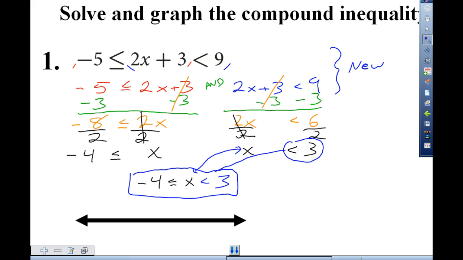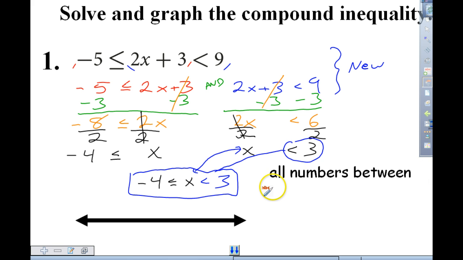Reading this, just like we did on the very first slide, I want you to be able to understand what this means. The answer is all numbers between -4 and 3.